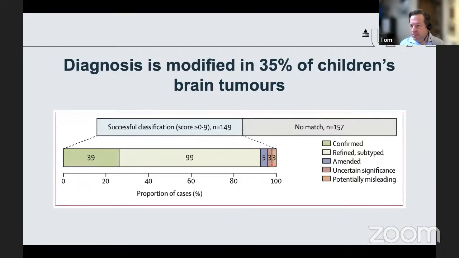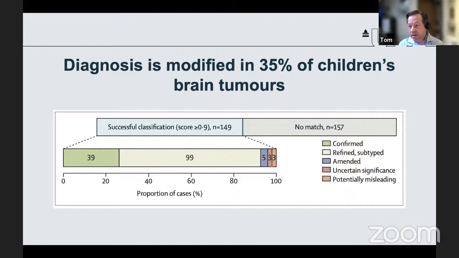And so we estimated that if you took the original cohort, about a third of the children, it would modify the diagnosis in and above what we were doing as standard of care in a specialist pediatric center. So that's quite a high figure. But obviously the question is, how much difference does that really make to the patient? Because I can subtype tumors and give them increasingly complex names, but it doesn't necessarily mean it's going to make any difference to the children's management.